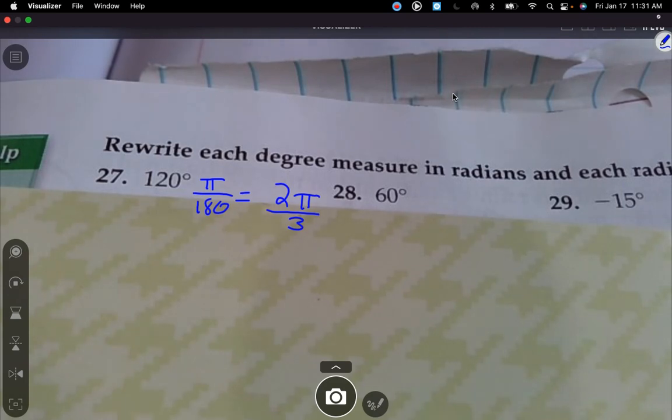Let's do -15. And then I'll give y'all some from y'all's paper in a second too.